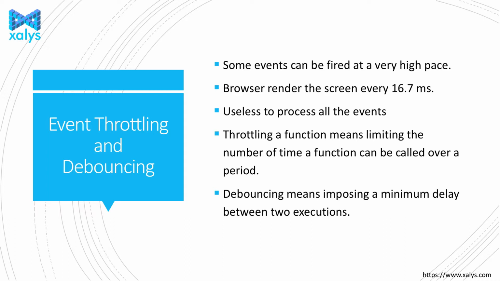Now, one cool stuff Presto allows you to do without even thinking about it is event throttling. Some events, like scrolling, moving the mouse cursor, or resizing, can be fired by the browser at a very high pace. Since your browser will update the screen every 16.7 milliseconds, it is not only useless to process all the events, but worse, it can negatively impact your application. So, it is highly recommended to throttle or debounce those events. Throttling a function means limiting the number of times a function can be called over a period, while debouncing means imposing a minimum delay between two executions.